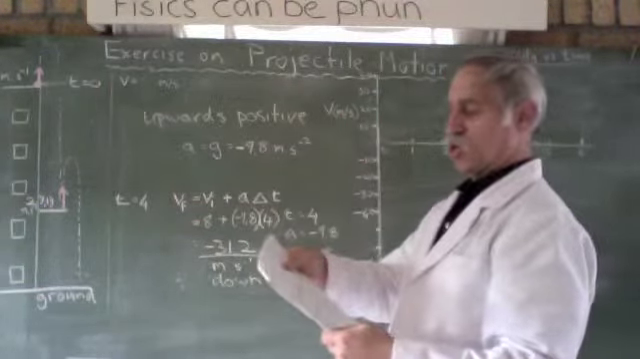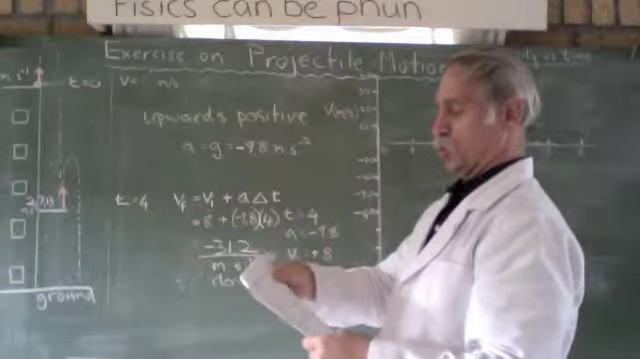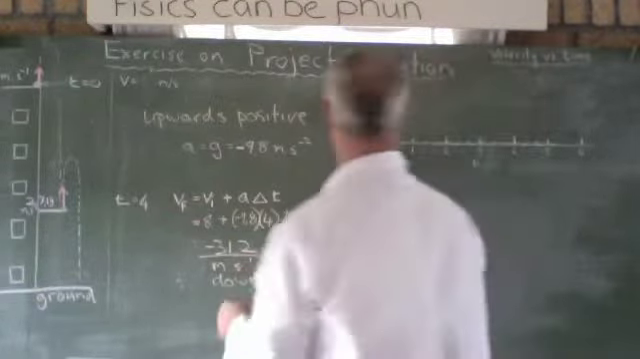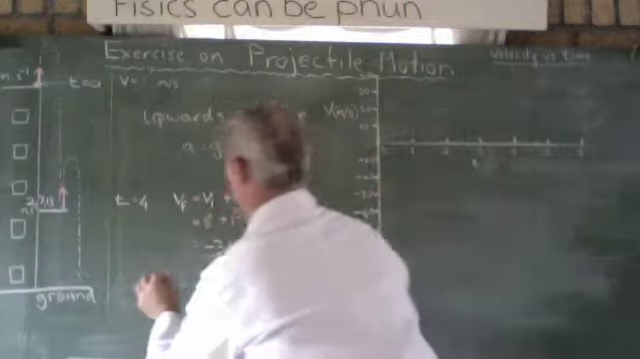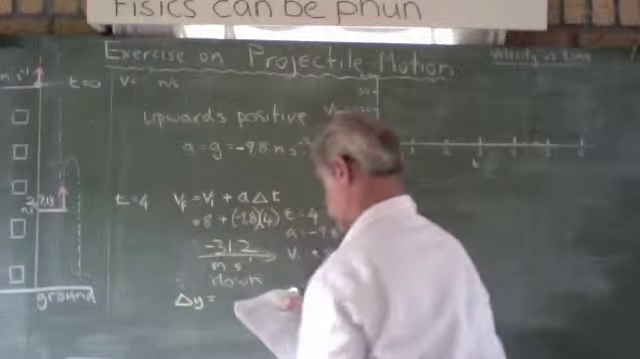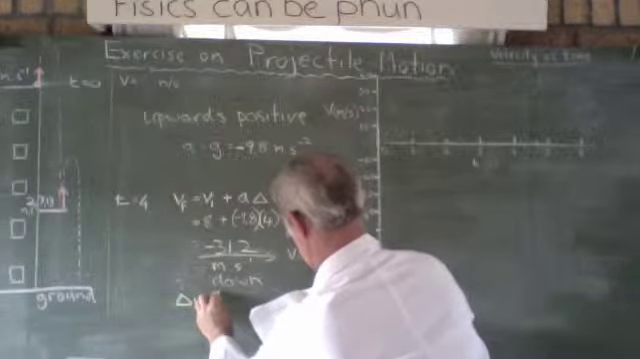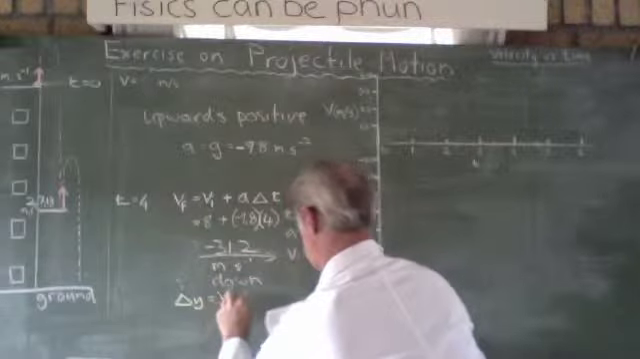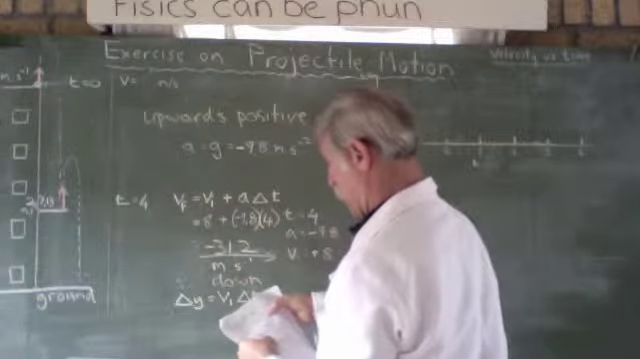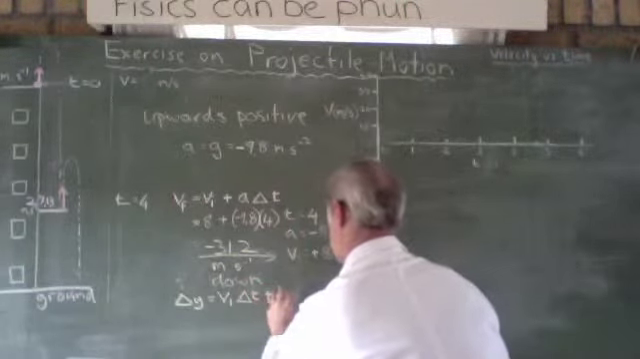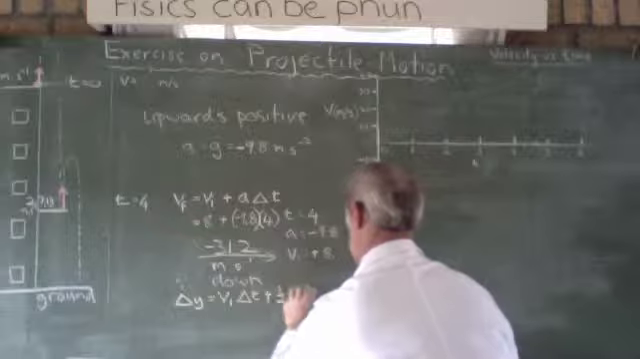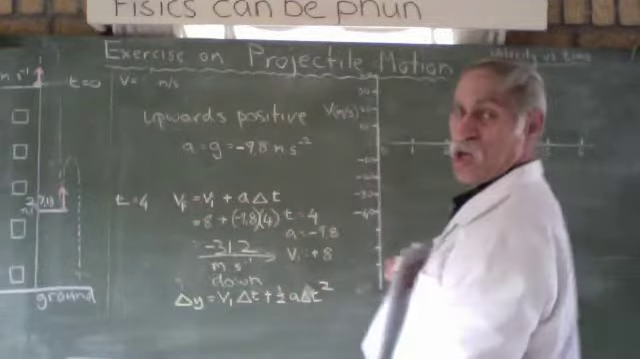And delta y is equal to, here we can choose our formula. Delta y equals v initial delta t plus a half a delta t squared. And there is our equation of motion.